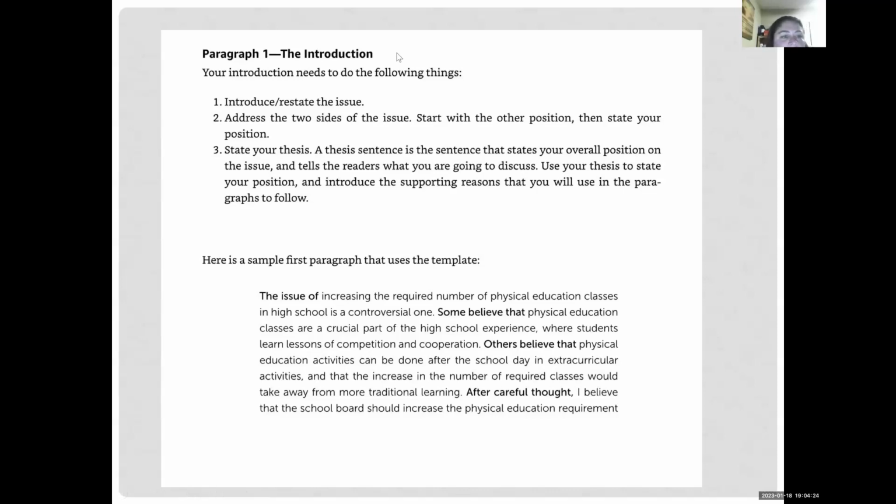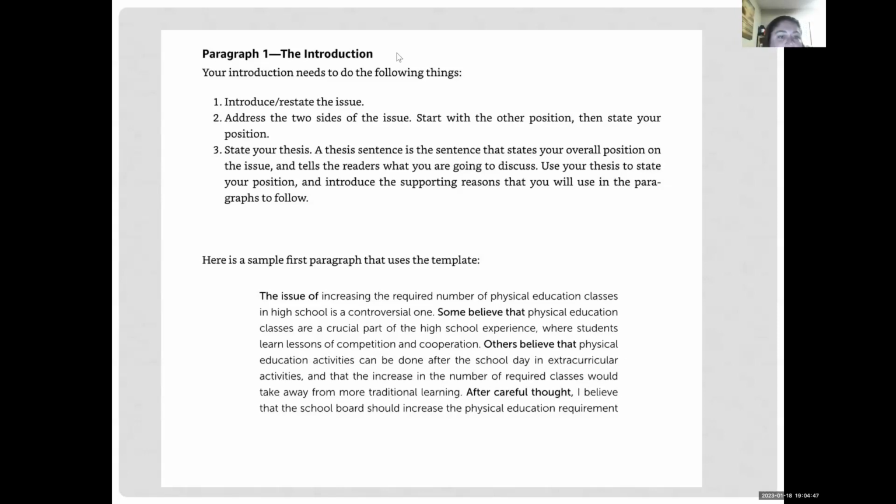The typical 5-paragraph essay that you've been taught since high school. Paragraph 1, the introduction, paragraphs 2, 3, and 4, the body, paragraph 5 is the conclusion, right? So paragraph 1, the introduction, you are going to introduce, restate the issue.